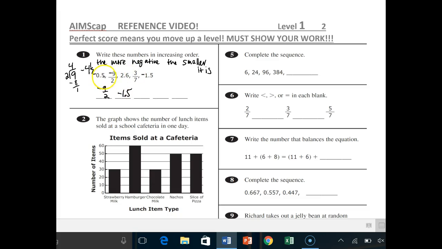Well, we have 3/7, 0.5, and 2.6. 2.6 is obviously going to be our biggest one because it's got the whole number. We could divide 3 and 7 and figure out that that's about 0.42. So you could say, hey, I used a calculator to figure out that this was about 0.42. All I did was hit 3 divided by 7. So 3/7 comes next, and then 0.5. All right, that's it for number one.